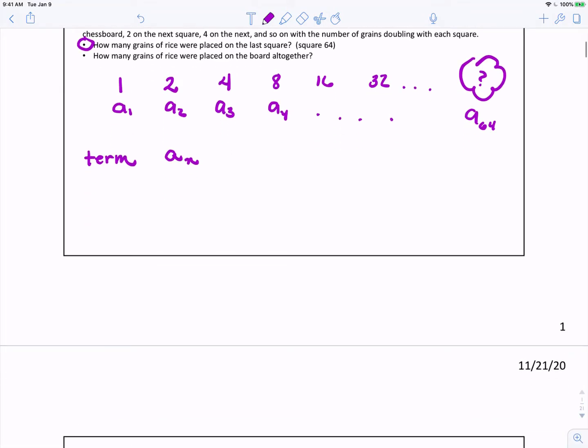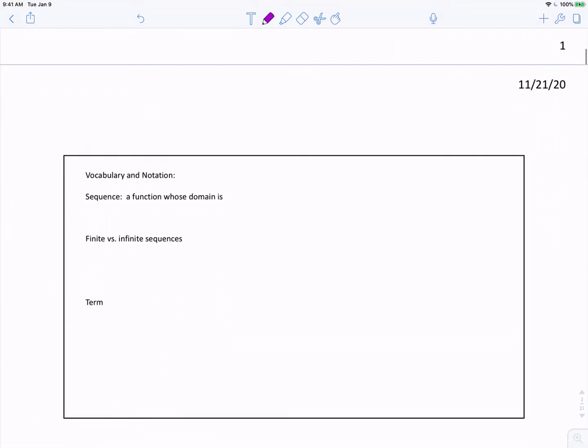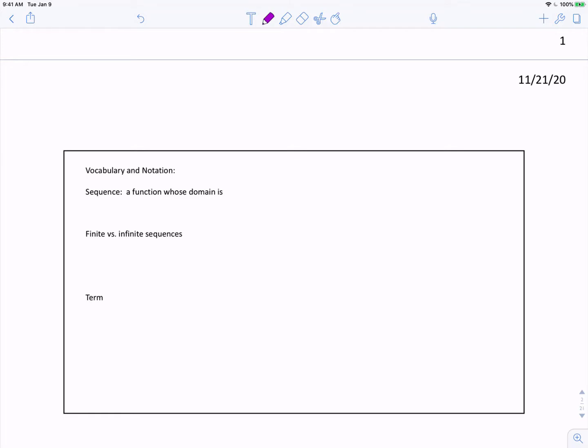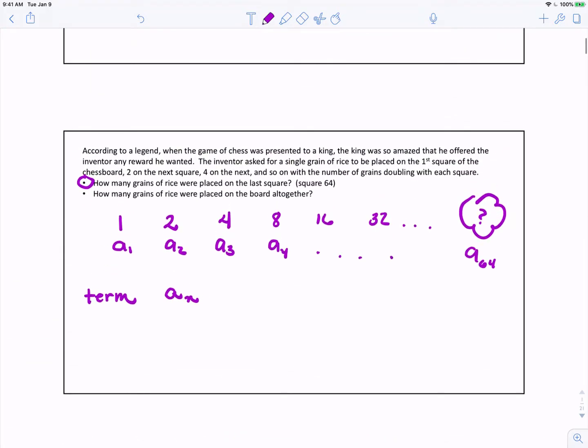Let's do a little more formal vocabulary about sequences. So what is a sequence? A sequence is a function whose domain is a subset of the counting numbers. So remember, the counting numbers are 1, 2, 3, ... Okay, so how does that match this example we just did? All right, so there's a function that joins n, the first number, with the first term in the sequence. And so we could probably come up with the formula for the nth term of the sequence pretty easily.